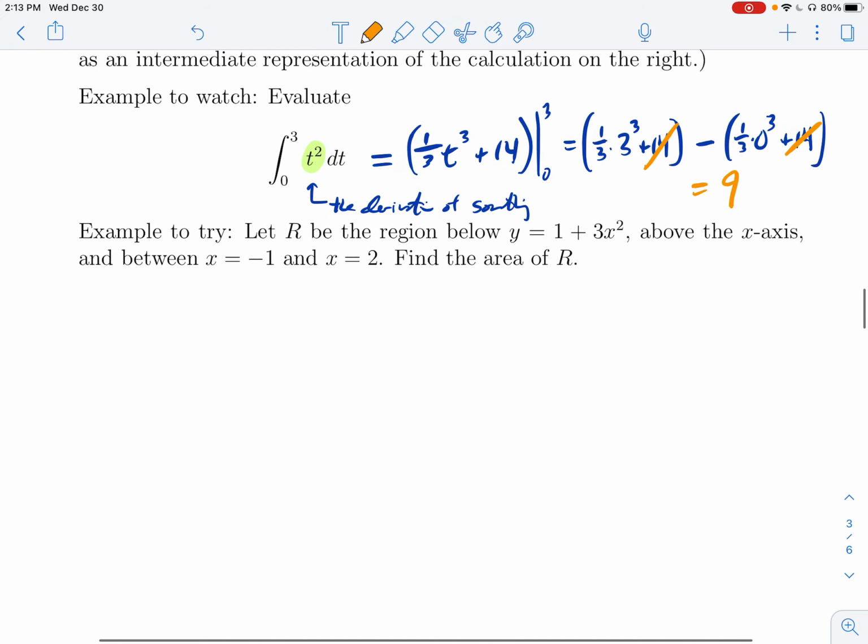So here's an example to try. And let me at least draw the picture for you. Actually, try to draw this picture first. And if you feel like you're not getting that right, wait for me to do it. But let R be the region below this graph, above the x-axis, and between the vertical lines x equals -1 and x equals 2. I want you to find the area. So pause first and just draw the picture.